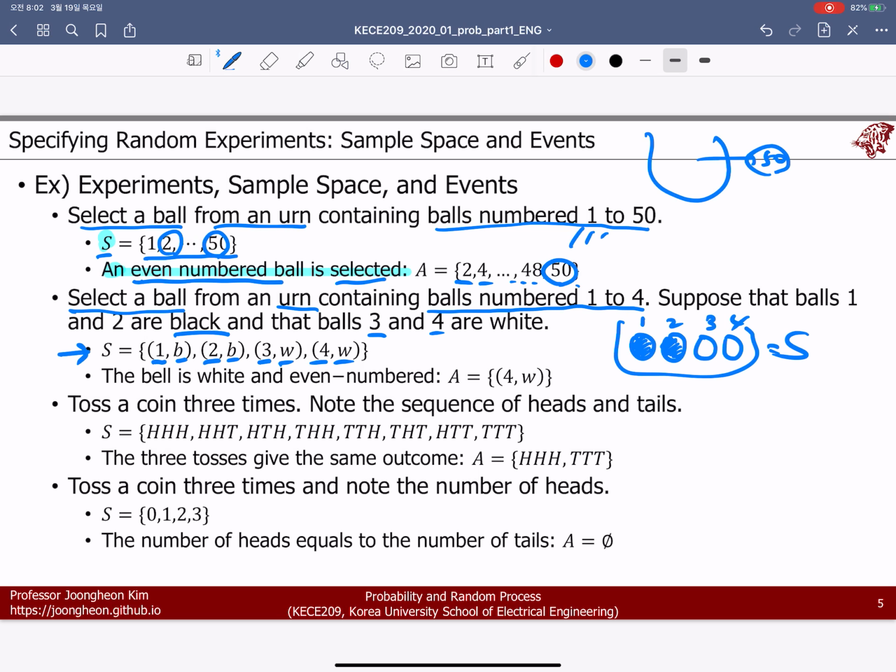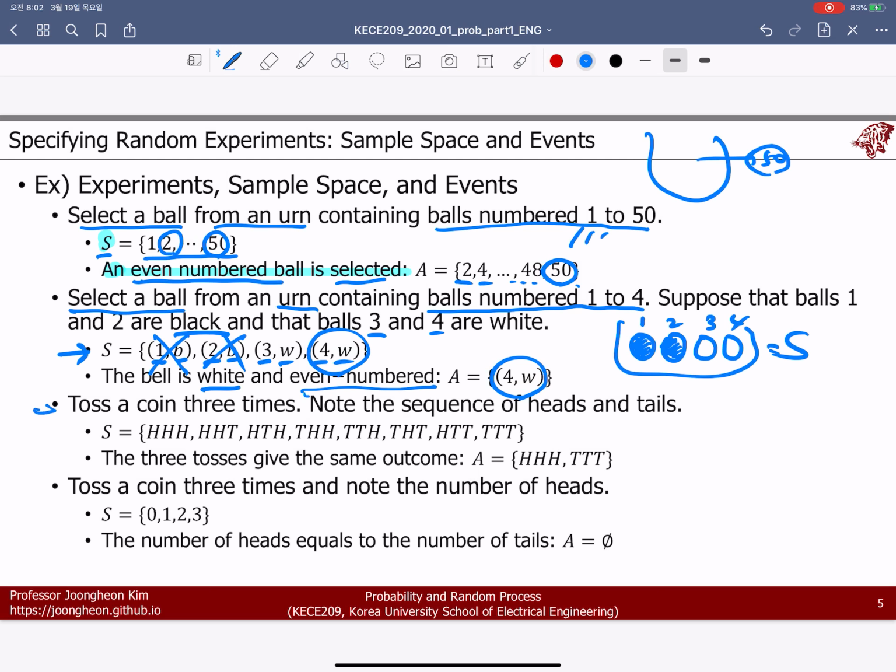So among this given sample space, we have to select our event of interest. Here our interest is the white ball, so we don't need to worry about these ones. And then we have another condition here: it should be even numbered. That's why we have to select this one. So only this element is our interest. That's why this becomes the event.